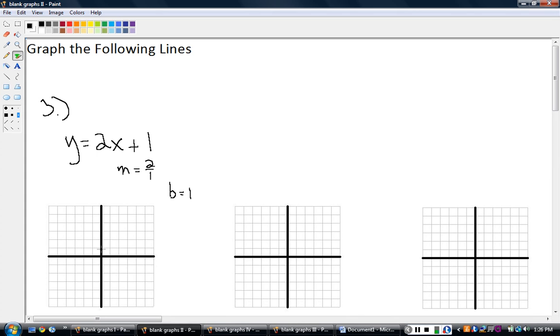So I start here, and I use the slope to get my next point. Everything's positive here. That means I go over 1 and up 2 to get to my next point, right? Over 1, up 2. And there's my next point. Draw a line through these 2 points, and you got your line. Okay? It's not too bad, right?